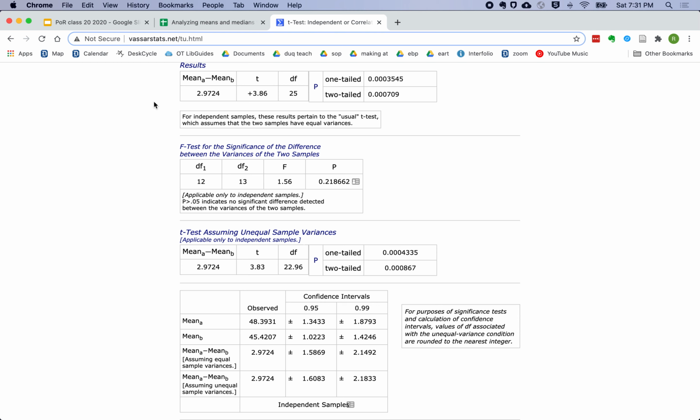But maybe the new intervention actually is faster and cheaper. In that case, a 3-second difference is clinically significant. So statistical significance, we have that really clear, objective p less than 0.05 cutoff. Clinical significance is much more nuanced and situation dependent.